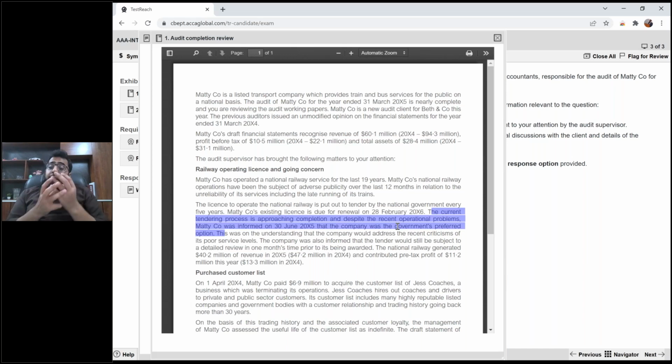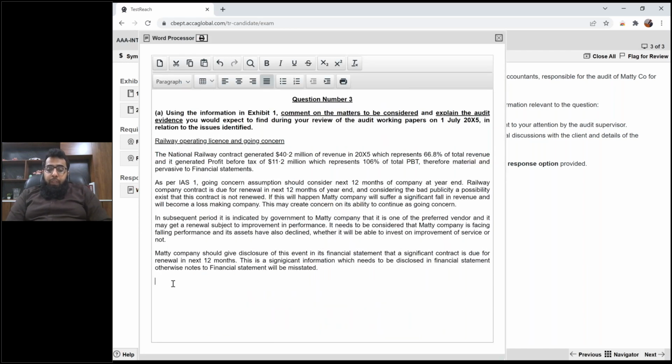One more thing, we can look at the METI company's cash book, bank statement, its financial position. We can look at the METI company's borrowing facility. We can look at the METI company's current contract to confirm the renewal date. Okay, so what audit evidences can we have?